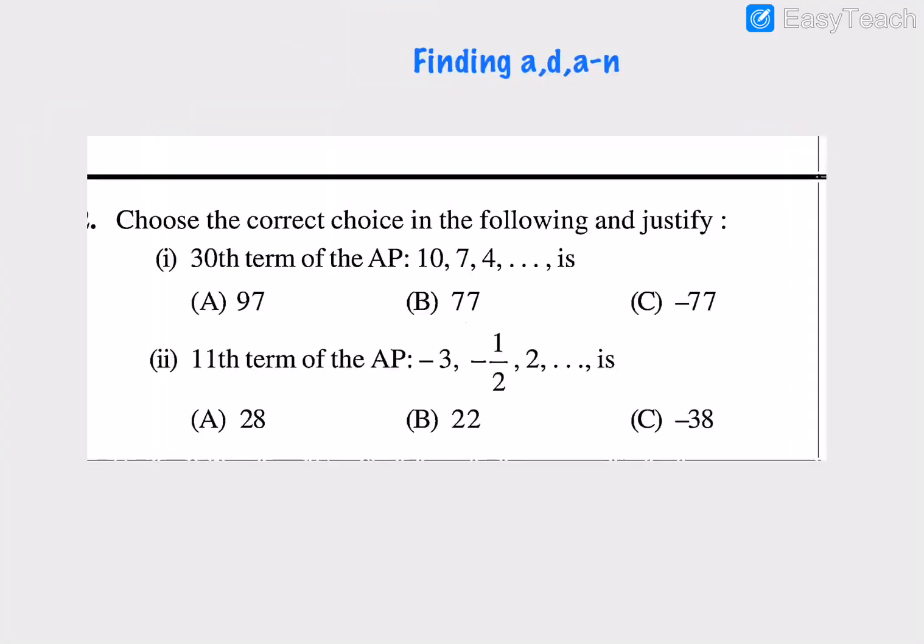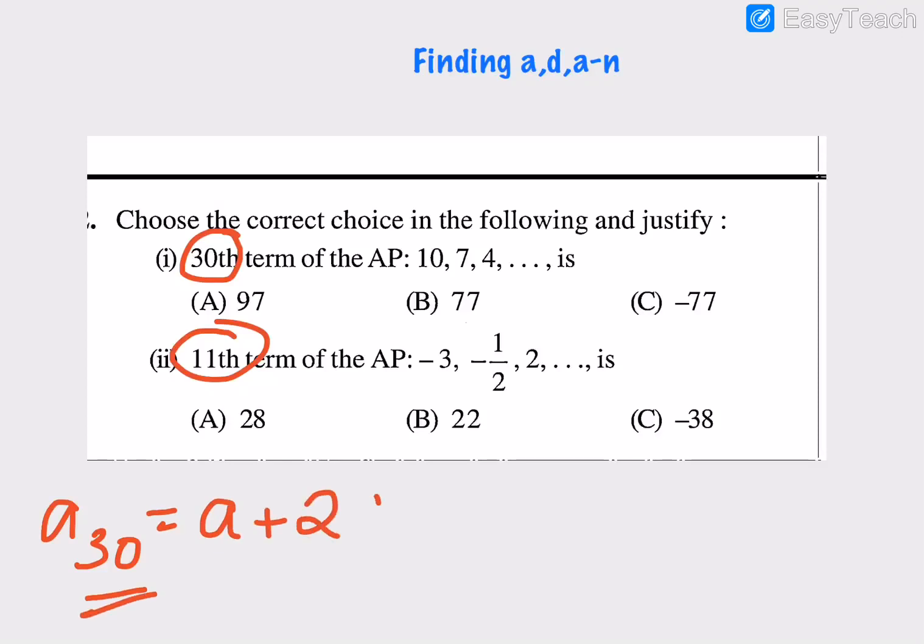Okay, before going into that, let's rewind. Let's do two sums based on what we have learned so far, not this particular formula directly, that is finding the value of an. If you see the question, they are asking to find the 30th term of the arithmetic progression, and find the 11th term of the arithmetic progression. So as you know, the 30th term, a30, is equal to a plus 1 less than 30, that is 29 into d. So all you need to know is the a value and the d value. A is obviously the first term, that is 10 plus 29 into d.